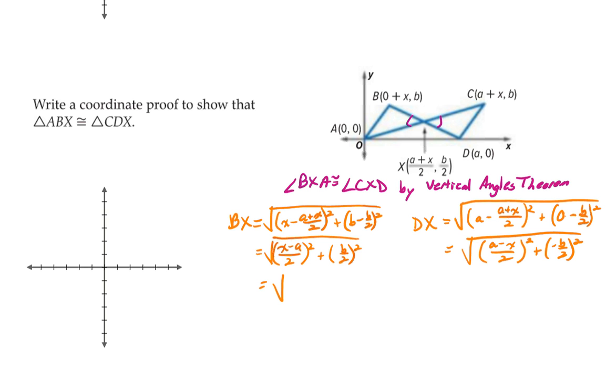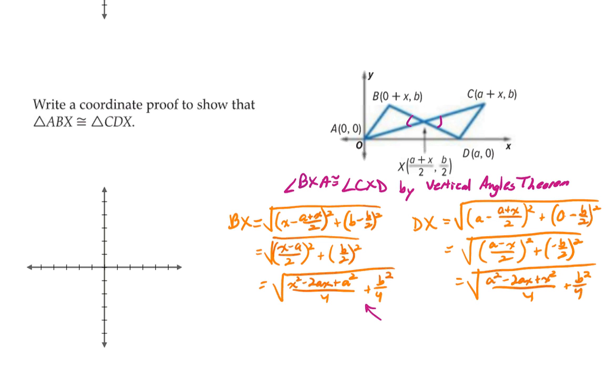So for this, if I square everything out, I've got x squared minus 2ax plus a squared all over 4 plus b squared over 4. If I multiply everything out here, I'm going to have a squared minus 2ax plus x squared all over 4 plus b squared over 4. And all that's in the radical. These are actually the same, because remember, the order of addition doesn't matter. So from this, I can say that segment BX is congruent to segment DX.